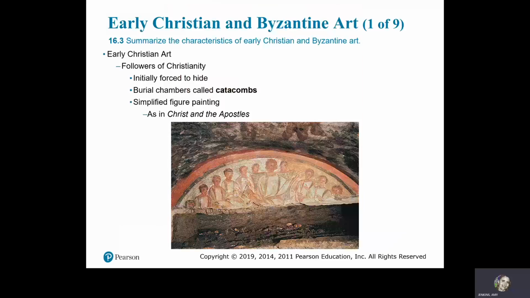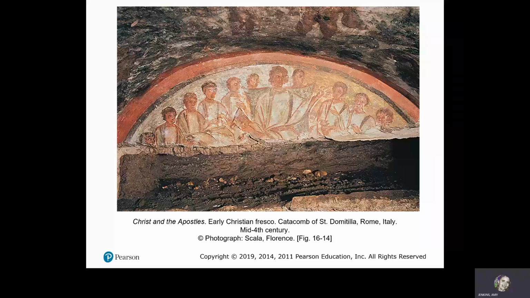Early Christian art. Followers of Christianity were forced to hide. They had burial chambers called catacombs. They simplified figure painting. Here is an example, Christ and the Apostles. It's an early Christian fresco from the Catacomb of Saint Domitilla, Rome, Italy, mid-4th century, with a beardless Christ.